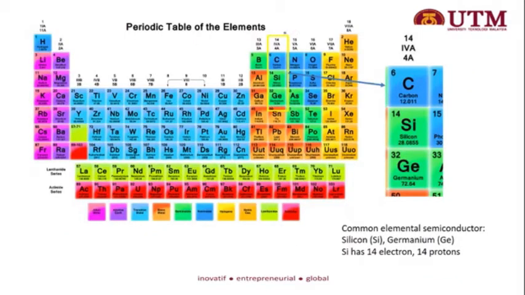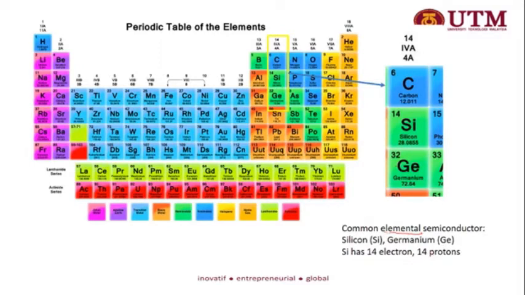Okay, so when we want to discuss the semiconductor material, usually we will use this periodic table of the elements. The common elemental semiconductors. Elemental means the material consists of only one species. So for example, silicon. In silicon, it only has silicon atoms inside the material. The common elemental semiconductors that will be covered in this subject are silicon and germanium. These are the two common elemental semiconductors.